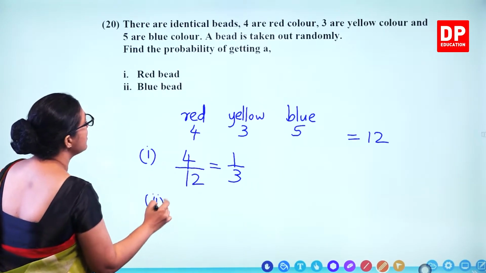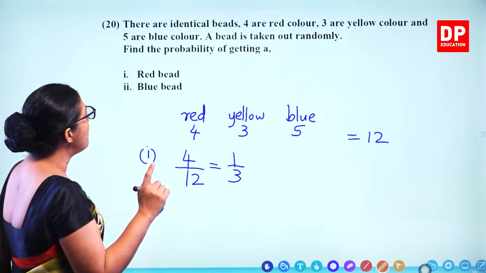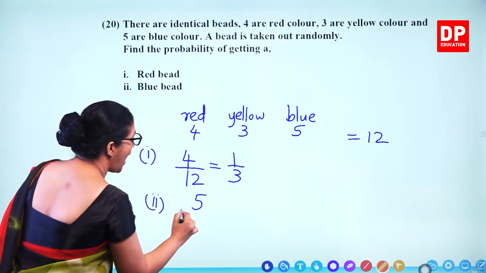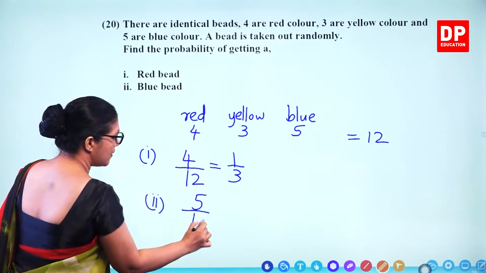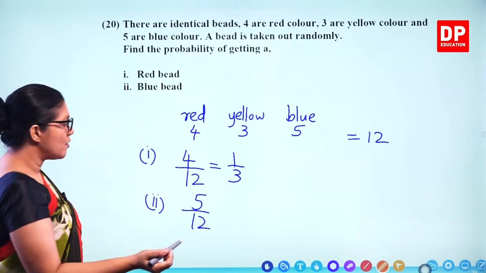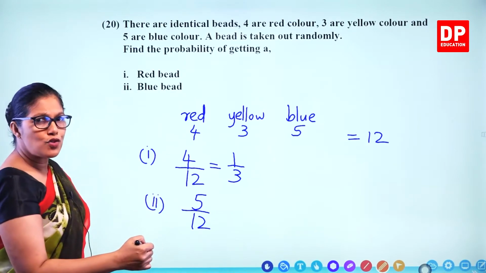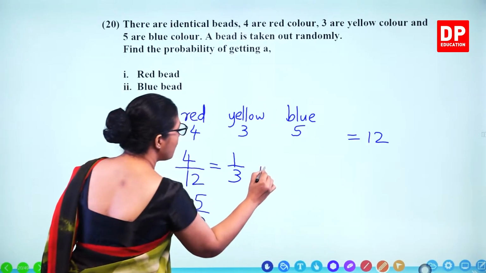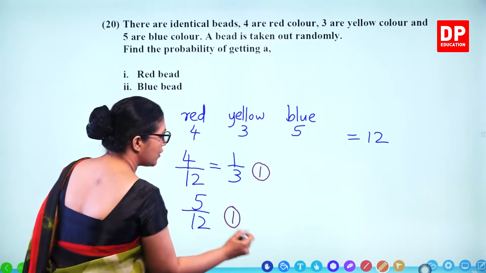What's the second part? What's the probability of getting a blue bead? 5 beads are blue, and altogether 12. So you can't simplify. The answer is 5 over 12. So 2 marks: we'll give 1 mark for this and 1 mark for the second one.